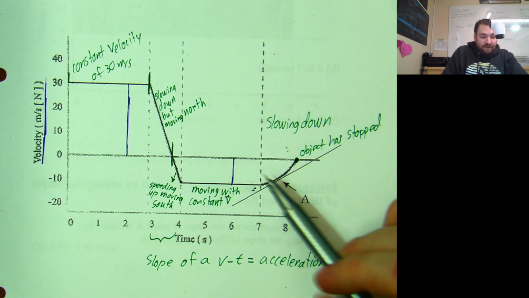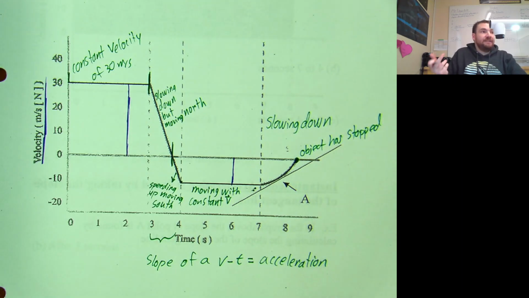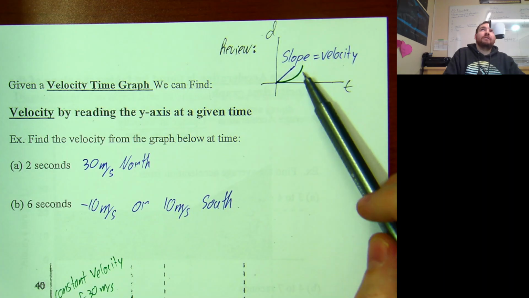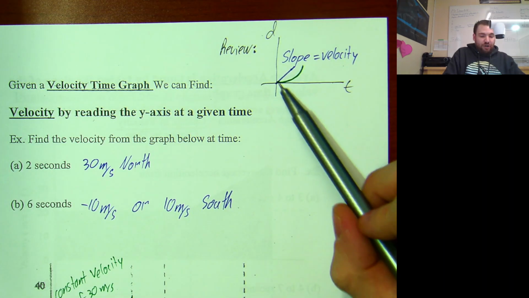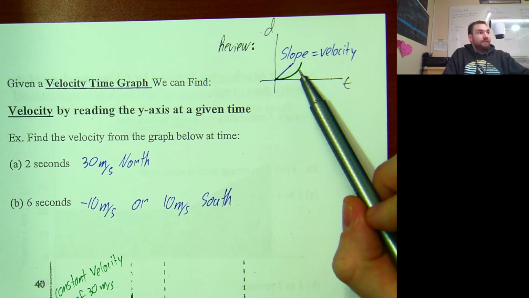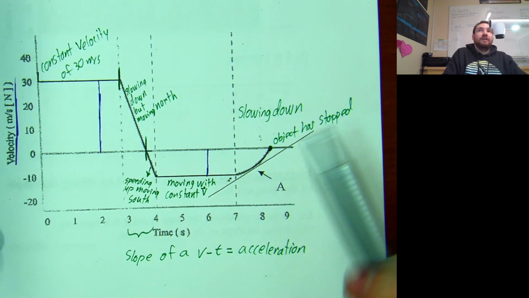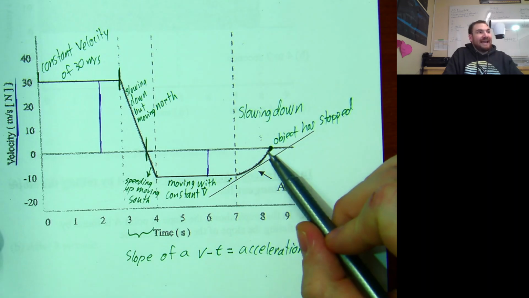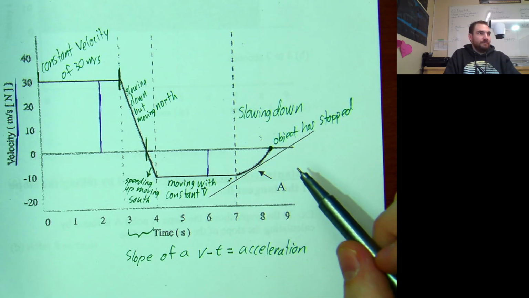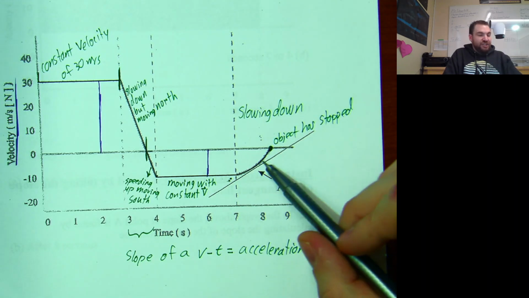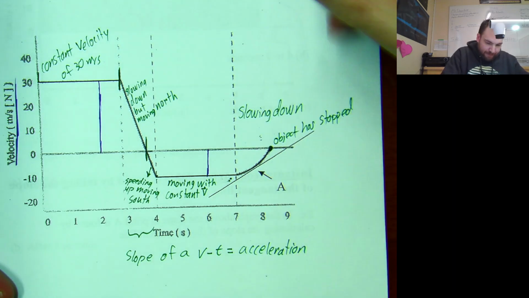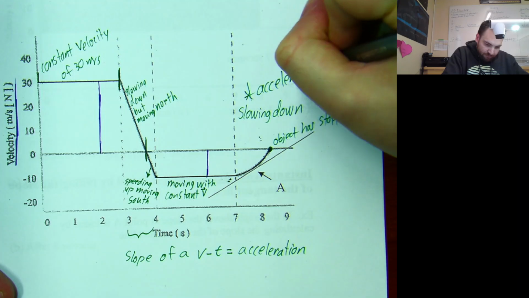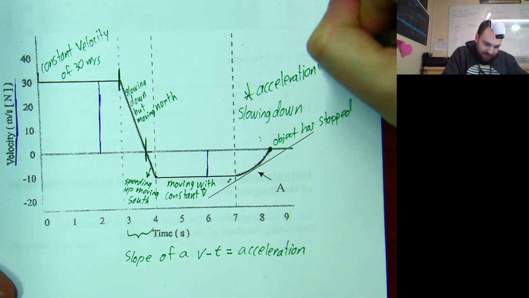Here, on this VT graph, we know this thing is slowing down. But if you think back to the position time graph that I gave you before, the slope was equal to the velocity. So a curved line meant I had a changing velocity. Here, the slope represents acceleration. So a curved line means I have a changing acceleration. That's weird. My acceleration is not constant for this chunk of time. Acceleration is changing.